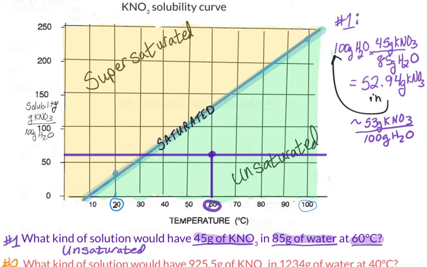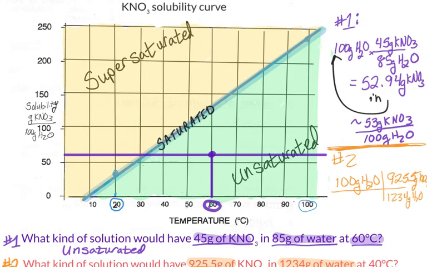And for the second one, we have 925.5 grams of KNO3 in 1,234 grams of water. And again, we want to find out how much that would be if I had only 100 grams of the water. And so we're going to take 100 grams, multiply it by 925.5, divide that by 1,234 grams of water, and we'll find that we have 75 grams of KNO3 for every 100 grams of water.